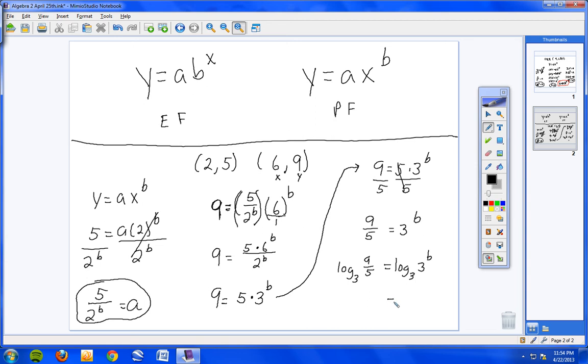Now remember why we did that? Now look, whenever a base matches a base, all of this cancels out right here, and you're left with just b. So I can go ahead and bring down my b, and b equals all of this.